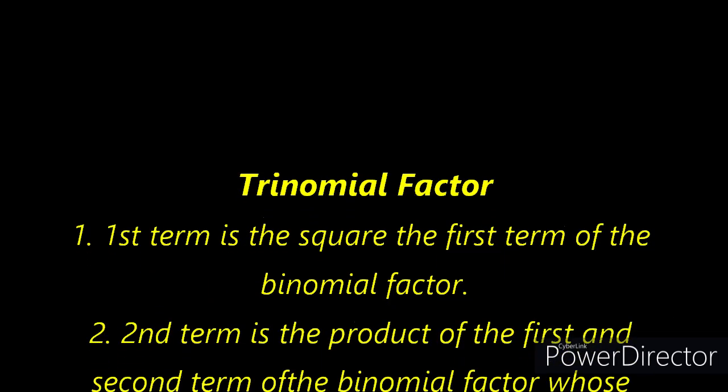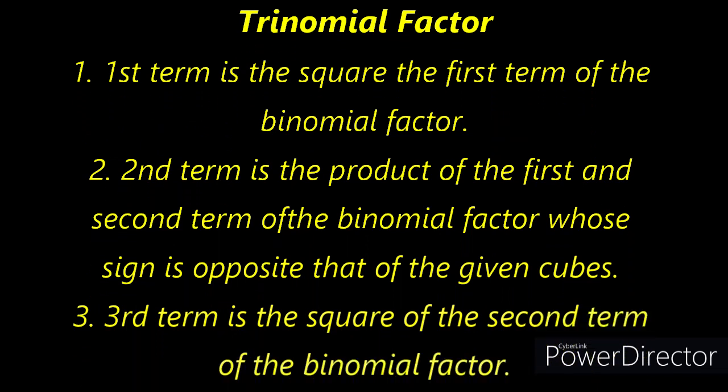How about the trinomial factor? There are 3 steps. I will read it to you. First, square the first term of the binomial factor. Second, is the product of the first and the second term of the binomial factor whose sign is opposite that of the given cubes. And the third term is the square of the second term of the binomial factor. Para mas maintindihan, let's proceed to our first example.